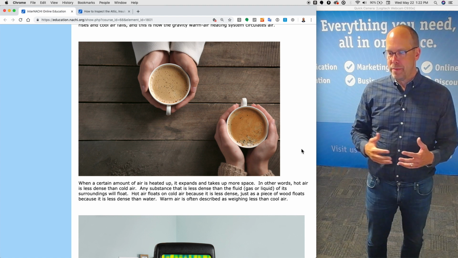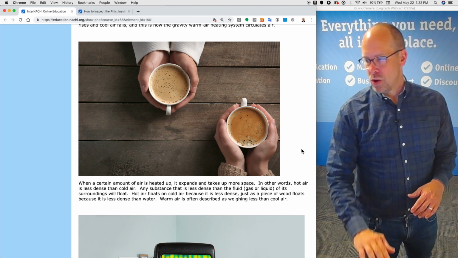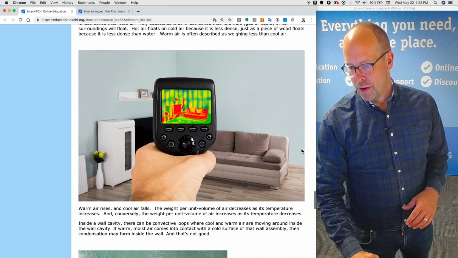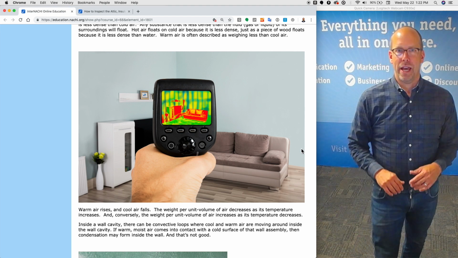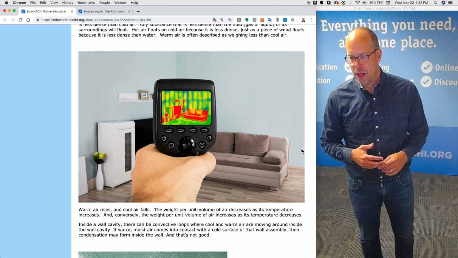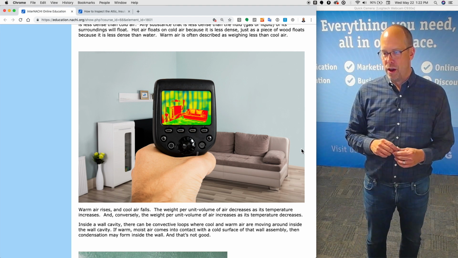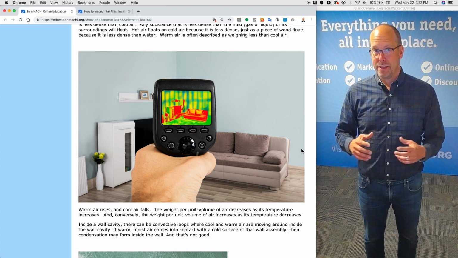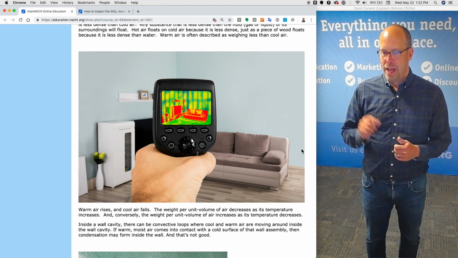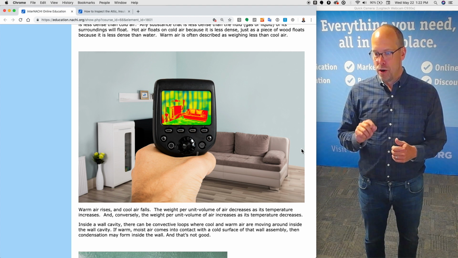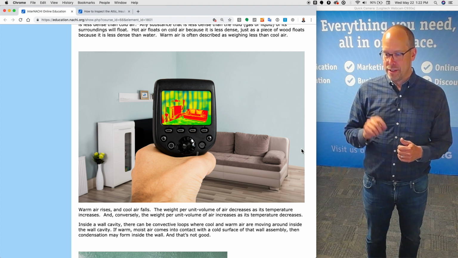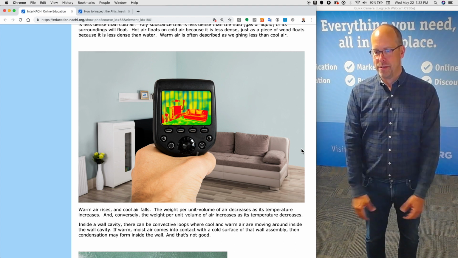Warm air is often described as weighing less than cool air. Warm air rises and cool air falls. The weight per unit volume of air decreases as its temperature increases. And conversely, the weight per unit volume of air increases as its temperature decreases.